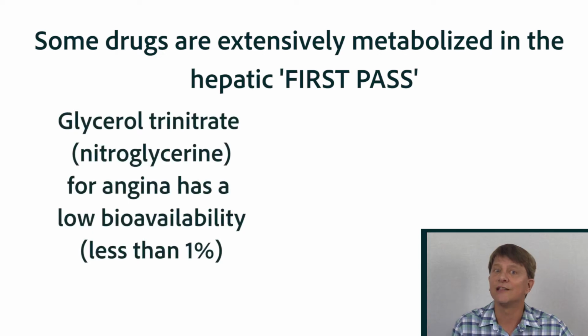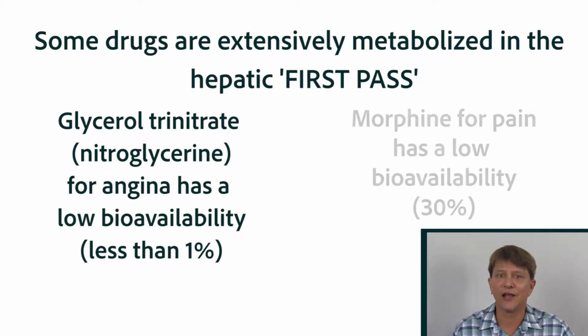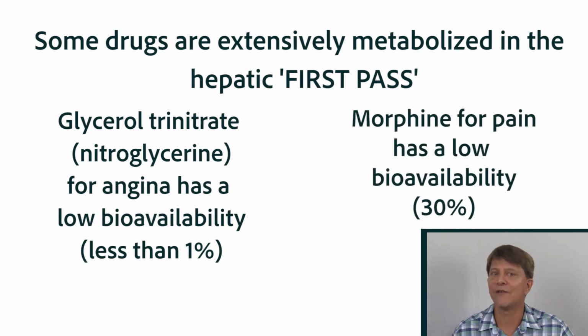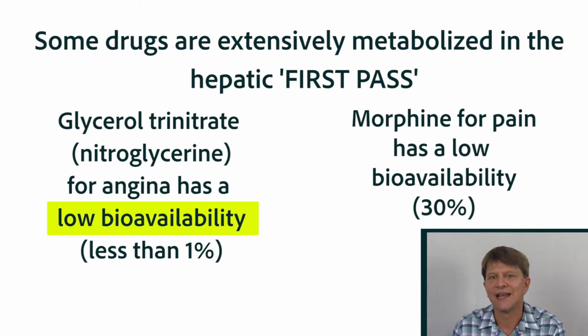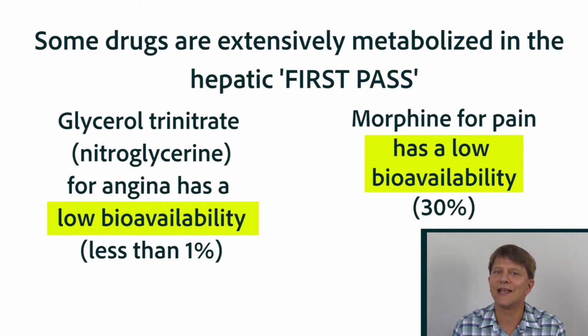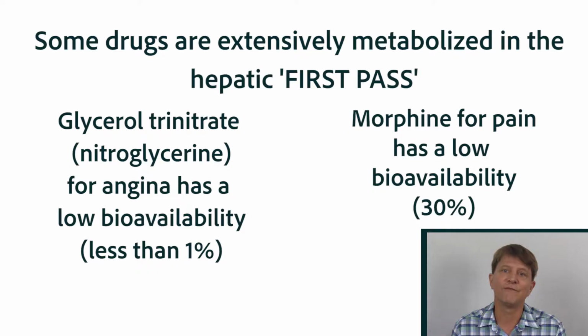For instance, glycerol trinitrate or nitroglycerin for angina, and also morphine, have what we call a very high first pass effect. And that means that the orally administered medication is very significantly altered before it gets to systemic circulation. For orally administered glycerol trinitrate, the bioavailability is less than 1%.